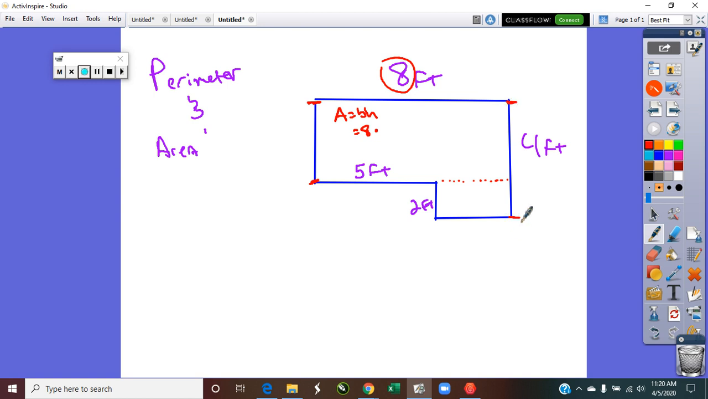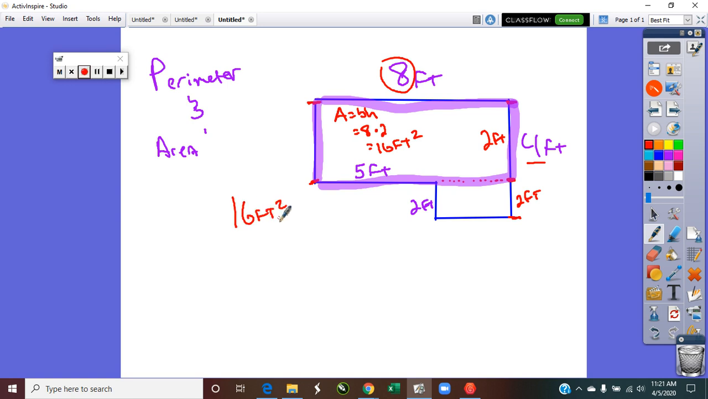From here all the way down to here is how far? 4 feet. But from here to here is 2 feet. So what must this be? This has to be 2 feet, which means this is also 2 feet. So I have a height of 2. So what's my area of this portion of this composite figure? 8 times 2 would give me 16 feet. What? Don't forget, squared. Okay? So I have 16 feet squared for the first part.